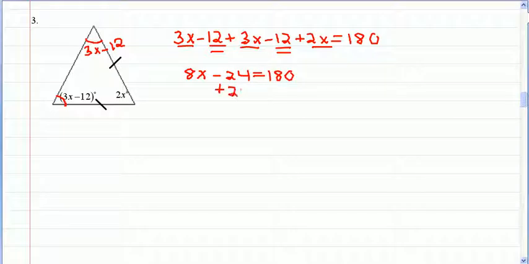I add 24 to both sides so that I get 8x is equal to 204. And when I divide both sides by 8, I get a decimal, and I get x is equal to 25.5.